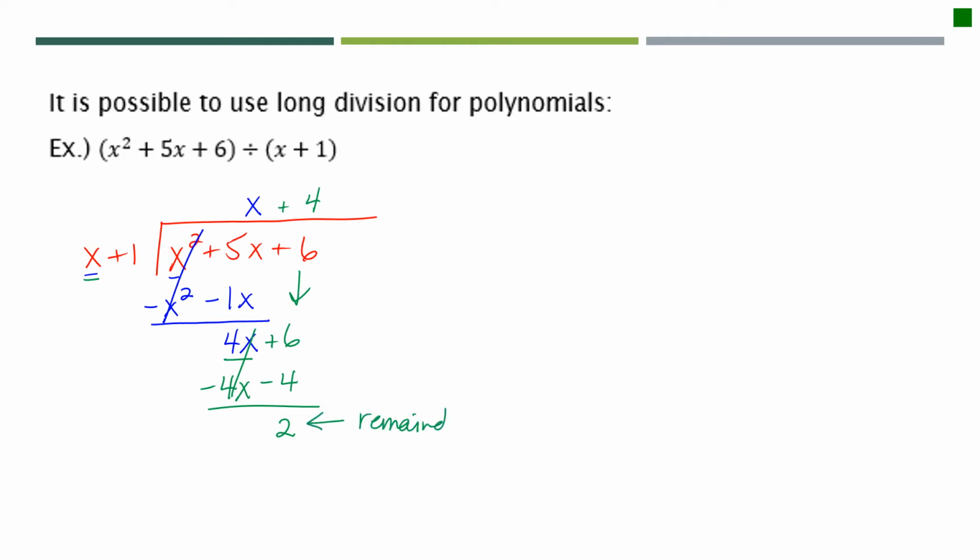And the way that we write remainders is it's positive, so I'm going to write plus 2, and then I put it over what we divided by, which was x plus 1. So my final answer here is x plus 4 plus 2 over x plus 1.